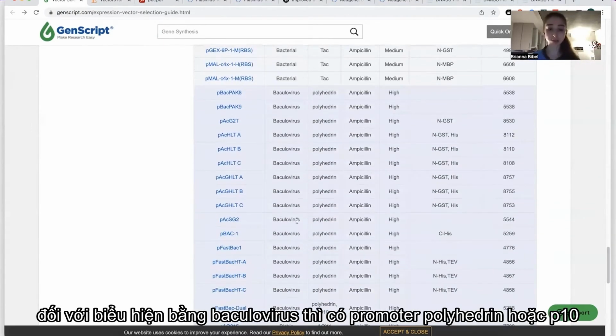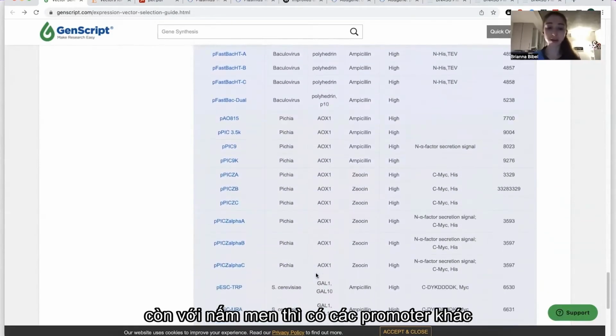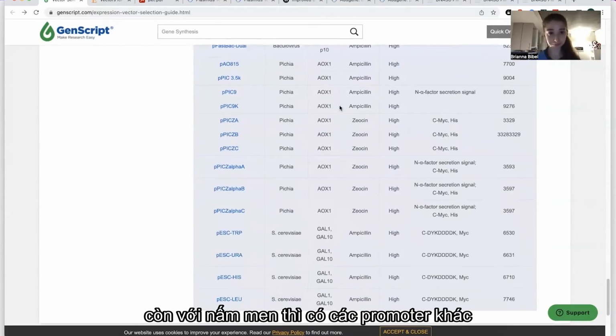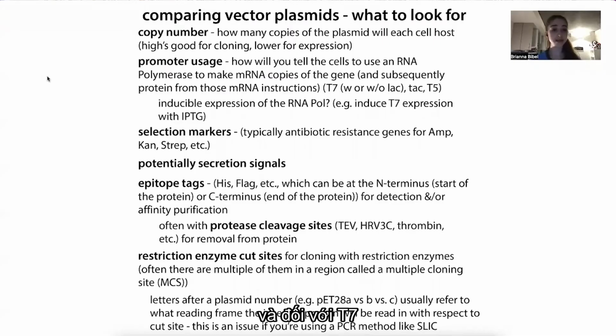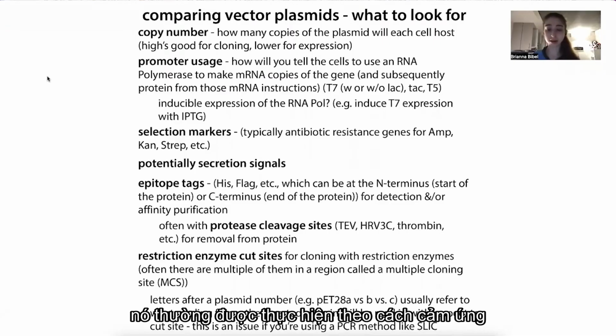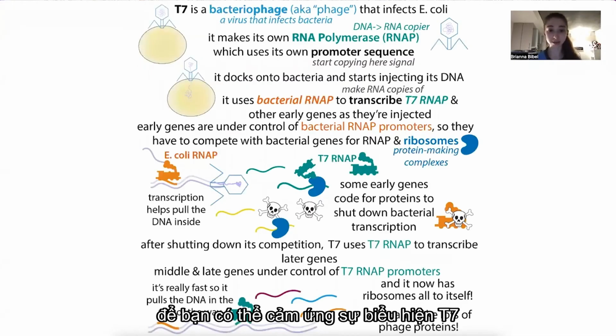For baculovirus expression here, you have like polyhedrin or P10. You have other things for yeast. And so when it comes to this T7, this is often done in this inducible fashion so that you can induce the expression of T7. So what do I mean?